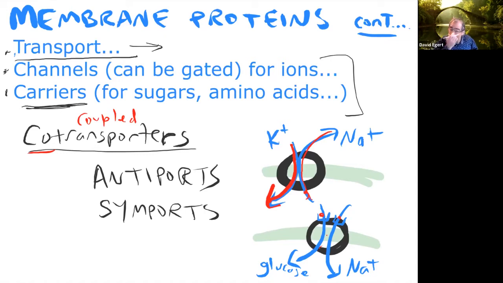So this is another class of transporters that you need to know about. And we're going to see how these actually work for some fancy secondary active transport soon. So does this make sense?